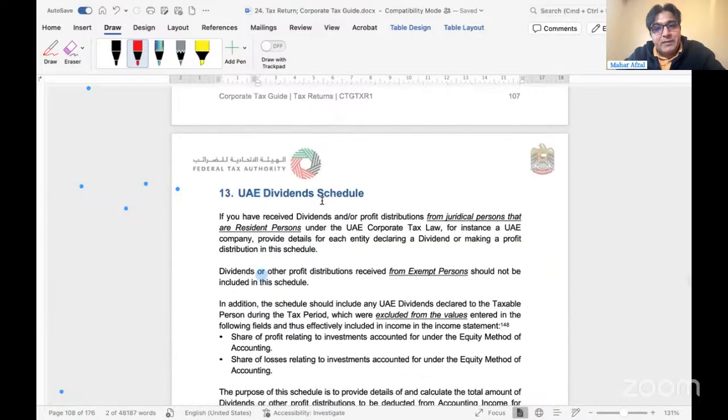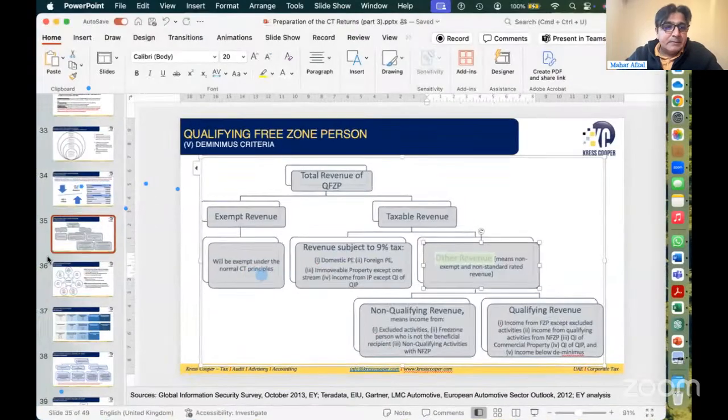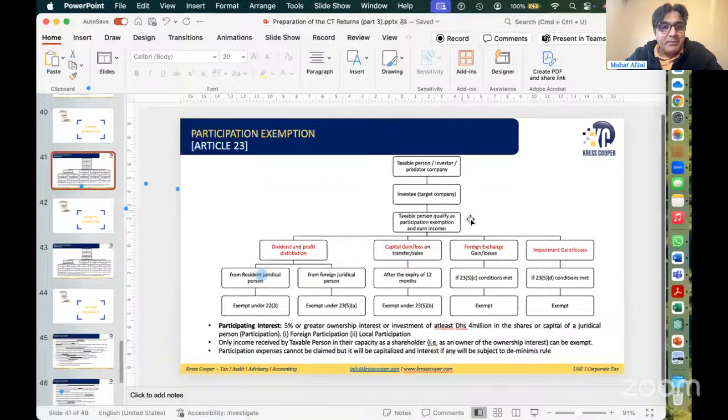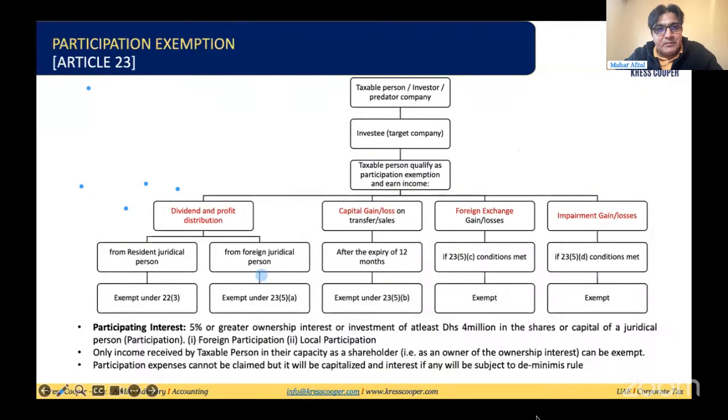Dividend schedule. For the dividend, let's go back to the basics once again. What are the basics for the dividend? This is what we have discussed already. If you are getting a dividend from a resident juridical person, it will be straightforward exempt without any conditions. And if you are getting a dividend from any person who is not a resident juridical person, it will be exempt based upon certain conditions.